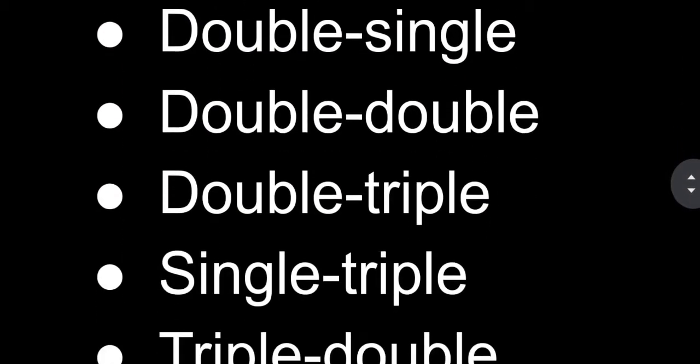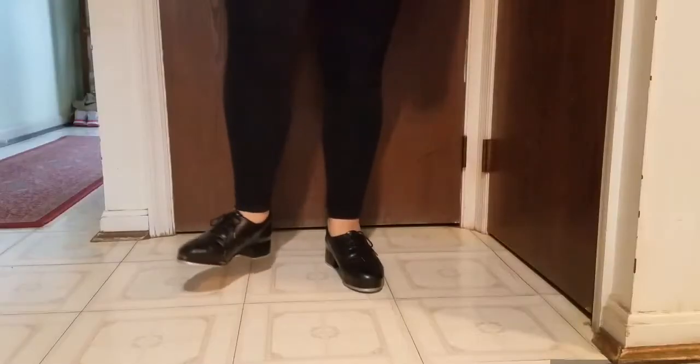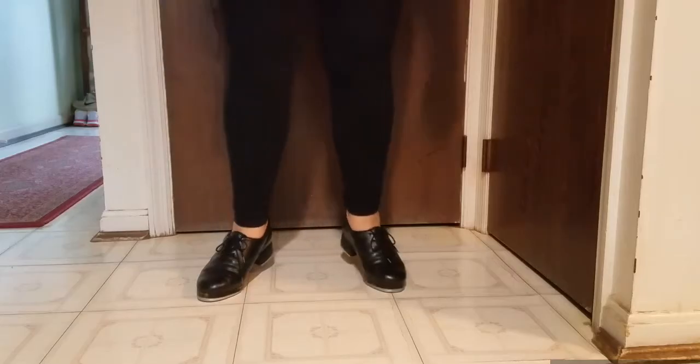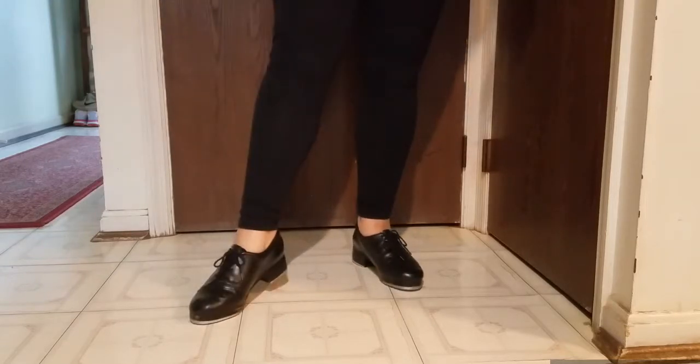Now there are a lot of different types of time steps, and that's what you're going to fill in for the blanks. Now there are 3 types of sounds: single, double, and triple. Single sounds are just steps. Double sounds are made with a flap.